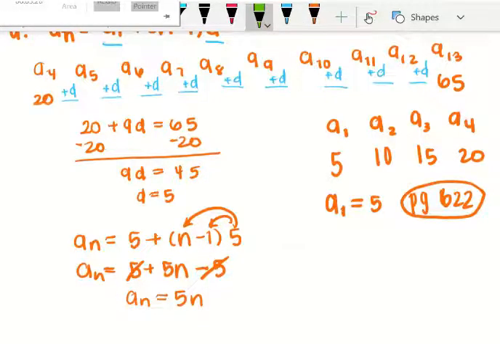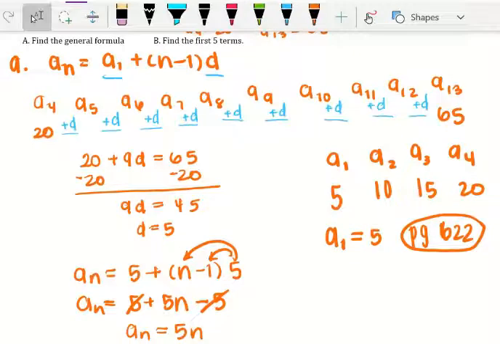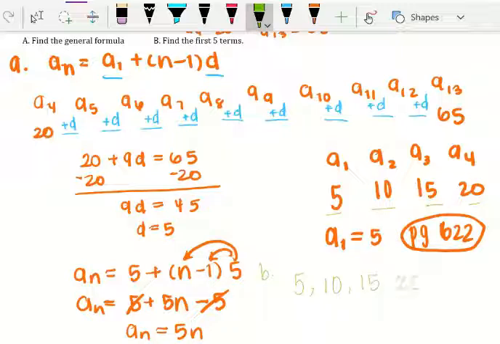Okay, part B says find the first 5 terms, which we kind of already did here, right? 1, 2, 3, 4, and then one more. So 5, 10, 15, 20, 25. Those would be the first 5 terms there.